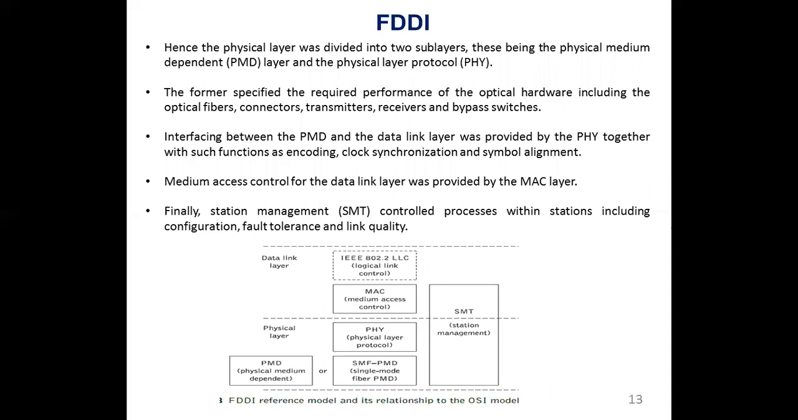These sublayers will specify the required performance, including the fibers, connectors, receivers and switches, whichever is being used. Interfacing between the PMD and the data link layer was provided by the physical layer protocol. So therefore, you can have encoding, synchronization, and similar functions. Basically, this is what happens to the data link, and this could also incorporate the MAC layer. So finally, the station management, SMT. It will control the processes within the station, including configuration, survivability, fault tolerance, and link quality.